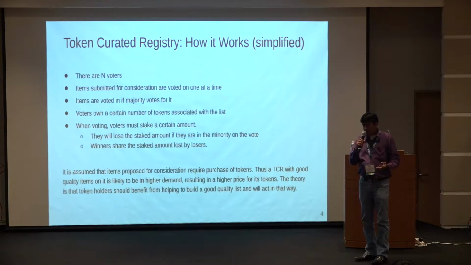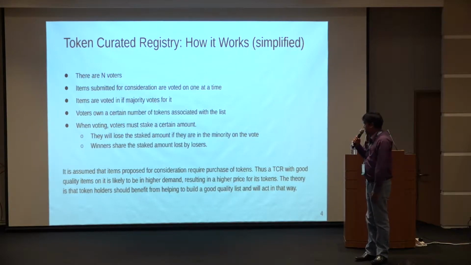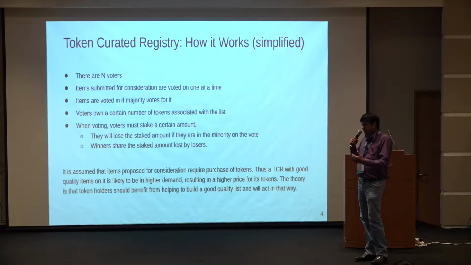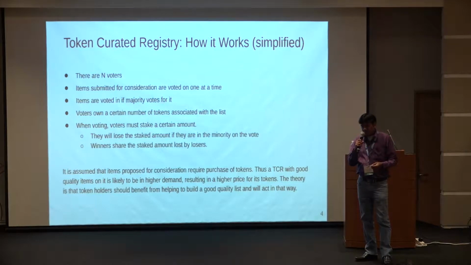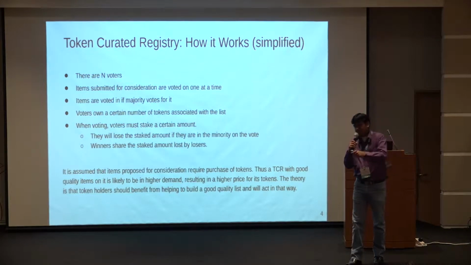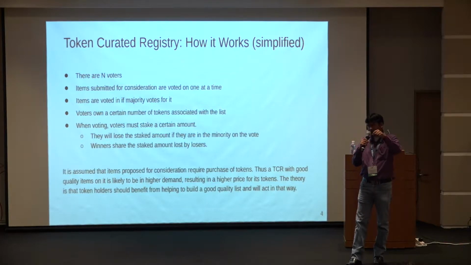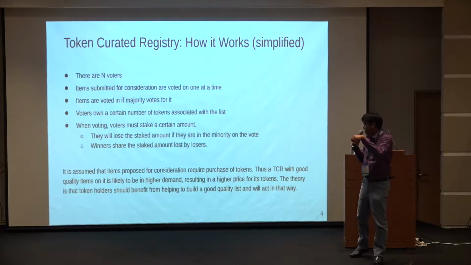We have a number of voters who are voting to maintain the quality of the list. And the items are submitted to the list by the party who wants to list their item. For example, let's say there is a list for maintaining quality universities in a given country. Each university can go and submit their name to the list, and they can be part of this curated registry.